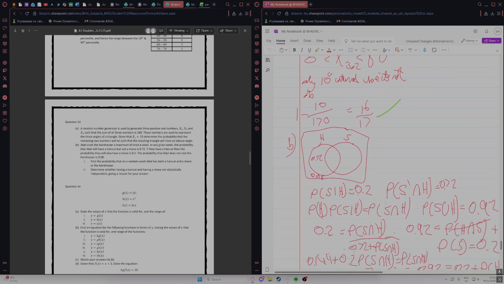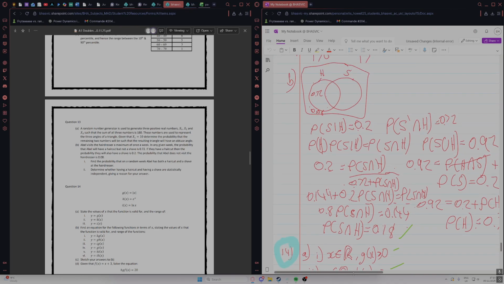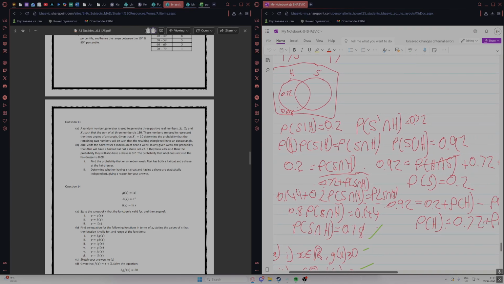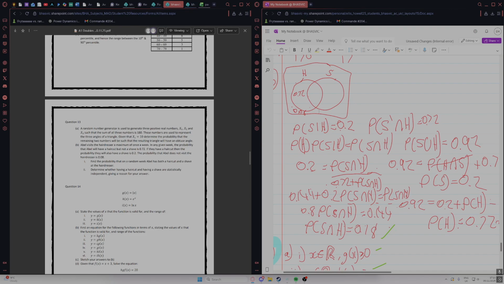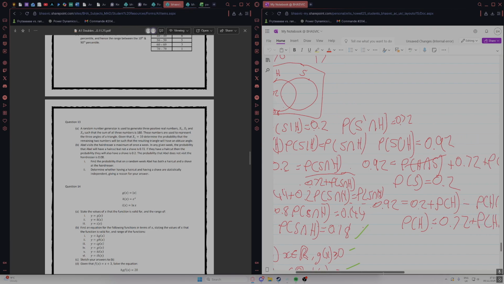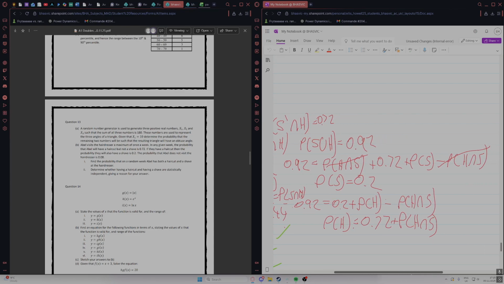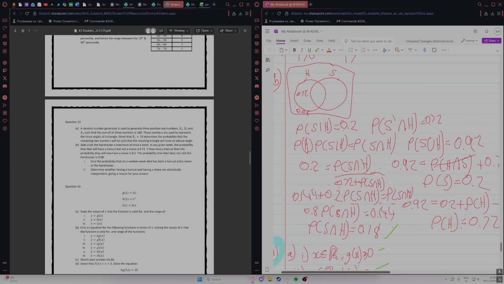Next question, you can put this in a Venn diagram. This took me a while because you have to do a lot of weird things for this. Firstly, I put this in the Venn diagram, and I wrote down all the information that it gives you. Then you can write this out using the multiplication formula, like this. And then you can also use the addition formula over here. And because we have h without the middle part, we can write this like this.